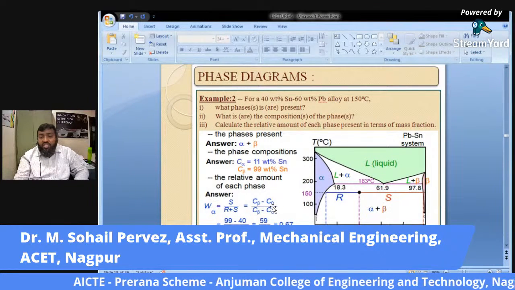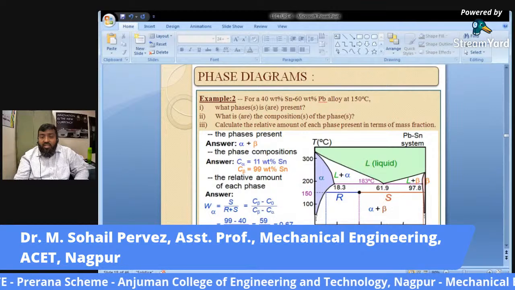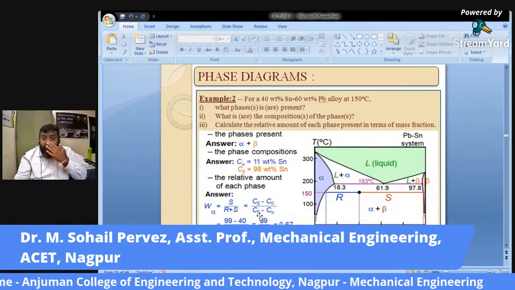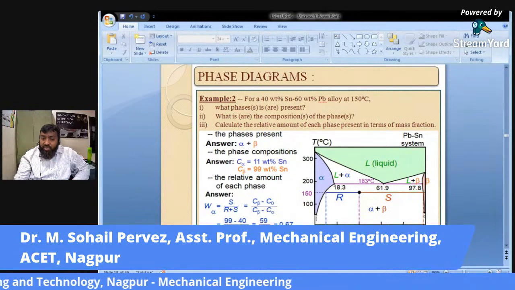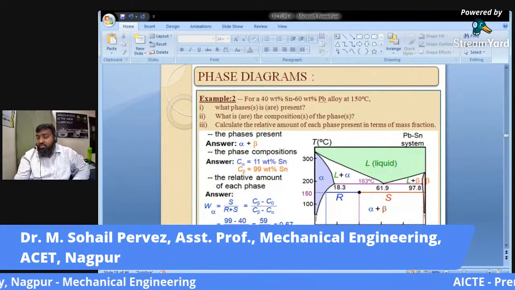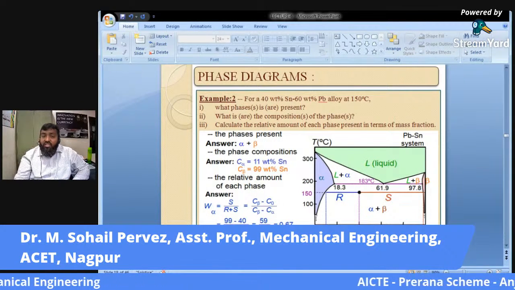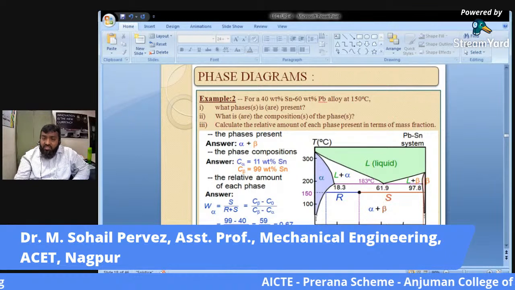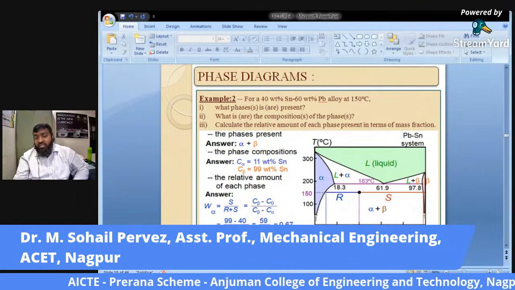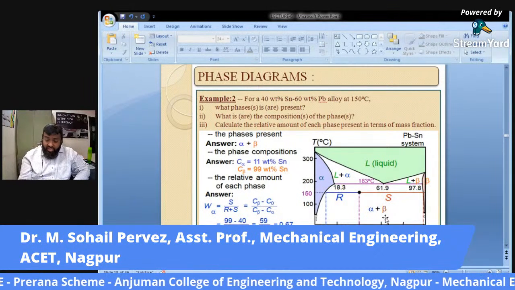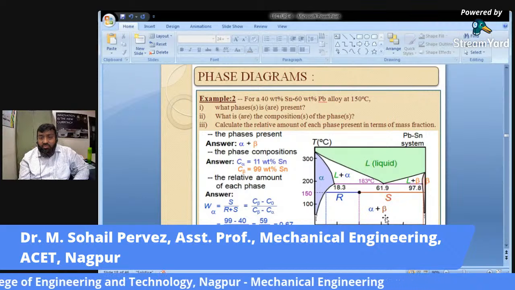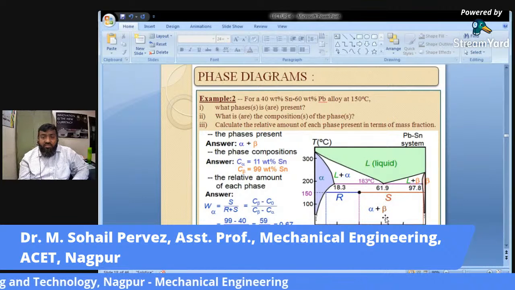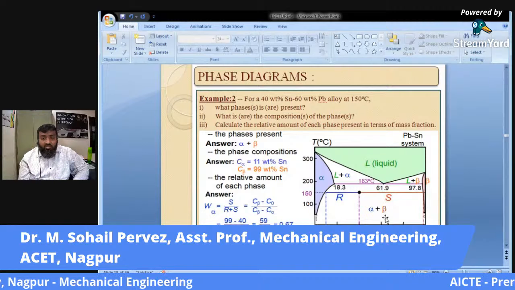The relative amount of each phase, again the same thing. For alpha, beta will be the reference element; for beta, the alpha will be the reference. So we can calculate the relative amount of each phase, in percentage composition or mass ratio, from the diagram itself. This is the second example wherein we can answer all the questions 1, 2, 3 by simply observing and calculating the components.